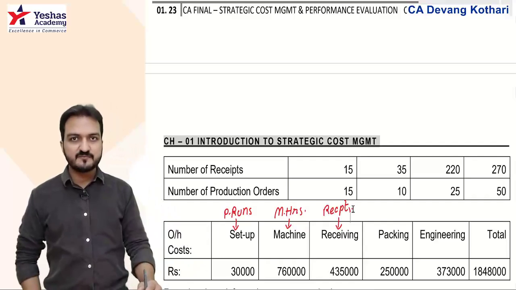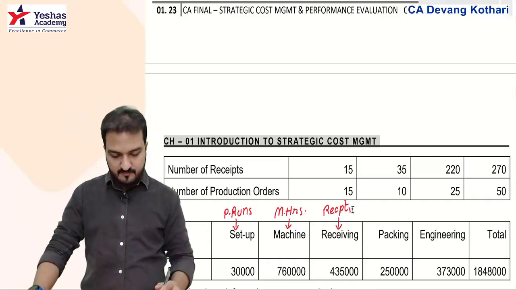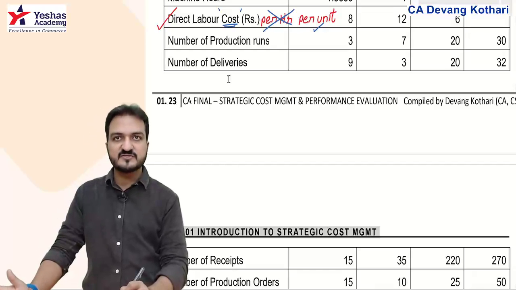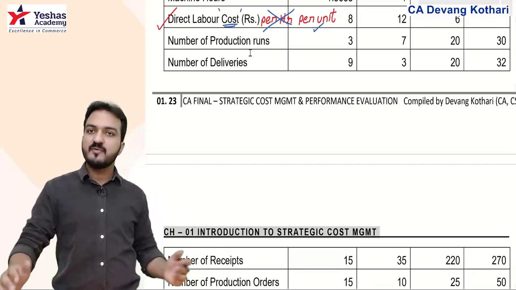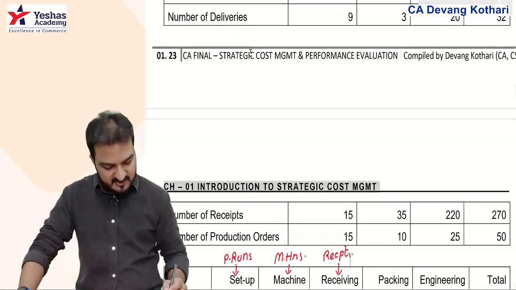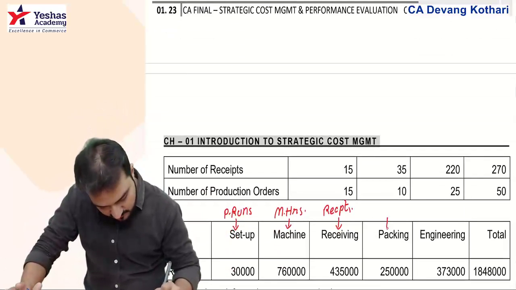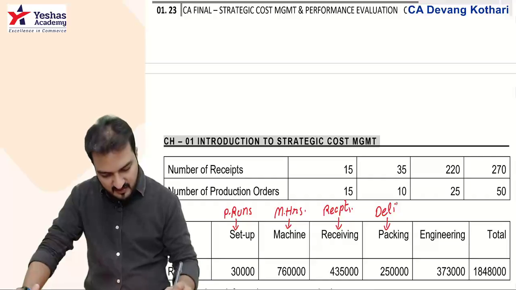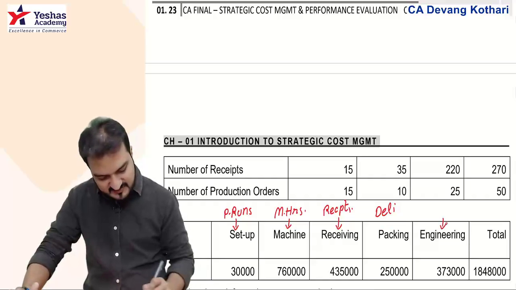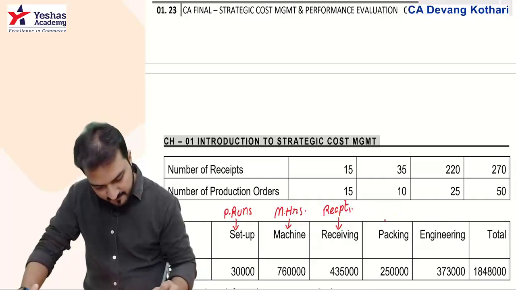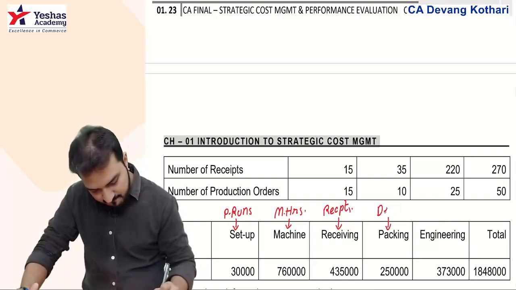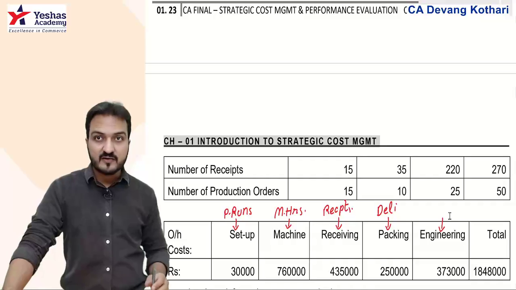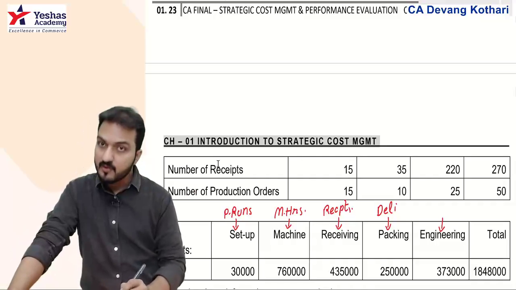Packaging overheads can be based on what? Well, you are also given number of deliveries. Number of deliveries that might be related to packaging. So my packaging cost will be taken based on number of deliveries. And finally, engineering cost, only one item remains. For engineering cost, only one factor remains, that is number of production orders.